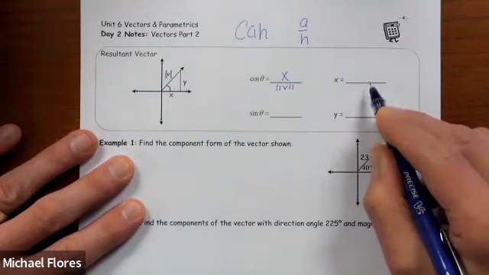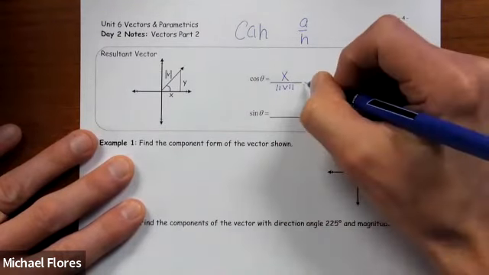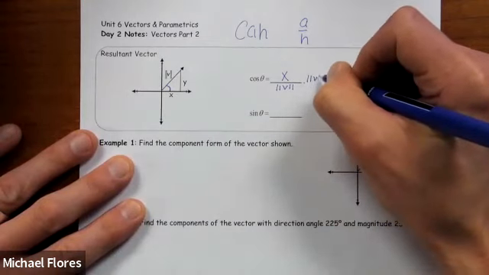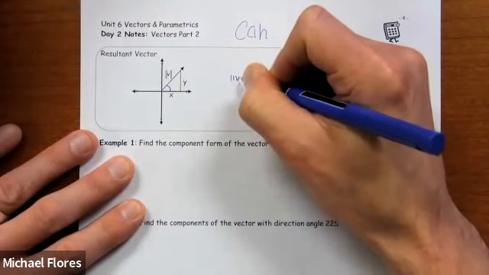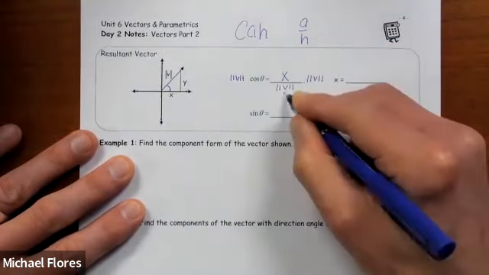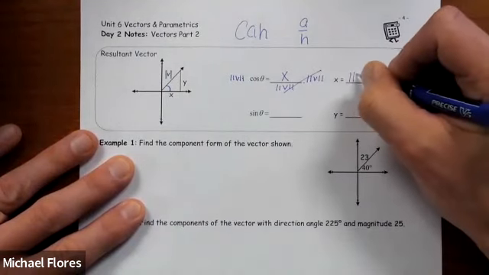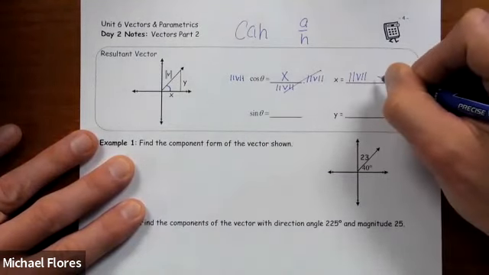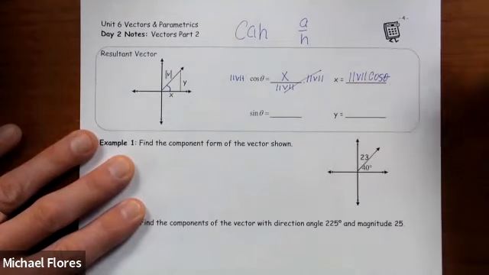Now here they want us to solve for x. So in order to do that, what we'd have to do in order to get x all by itself is multiply both sides by the magnitude. That would leave us with x equals magnitude times cosine of theta.